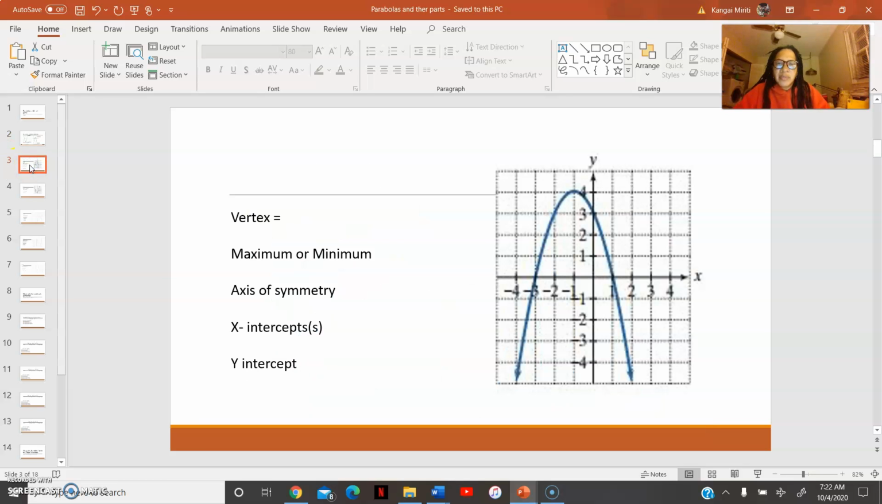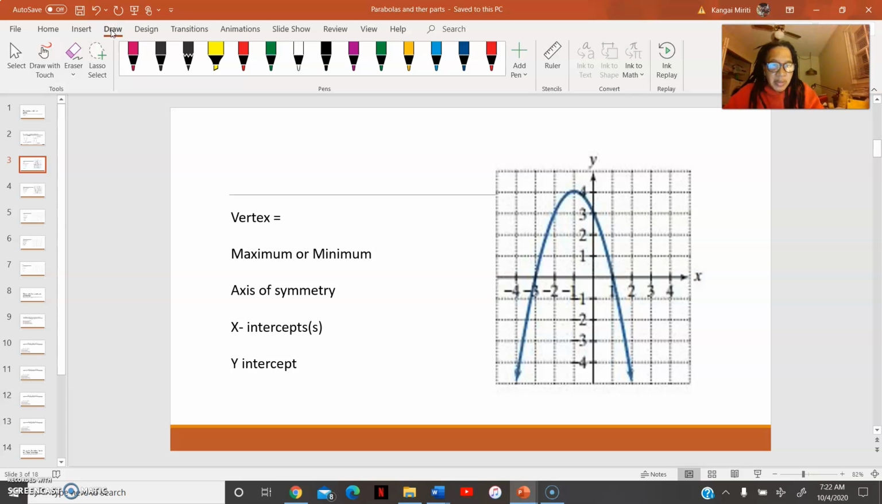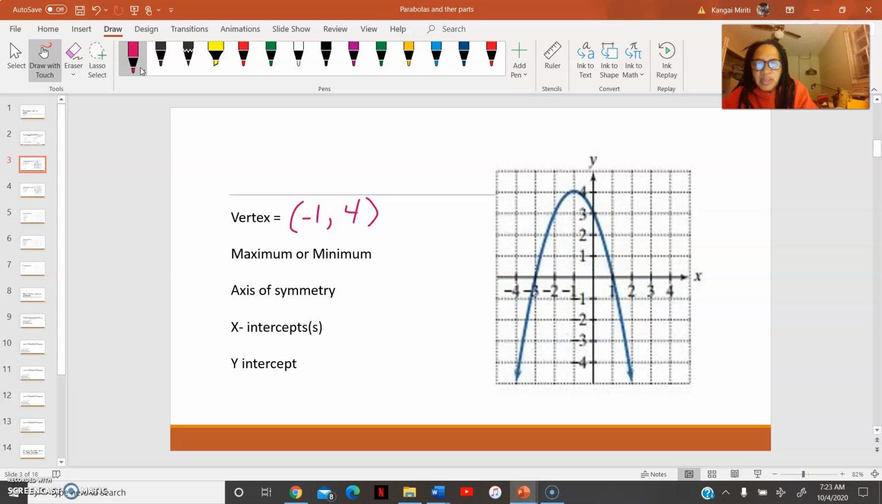Now let's look at some parabolas drawn on a graph and just identify some parts. So remember that the vertex is either the very top point or the very bottom point. In this case, the vertex is the point, let's see, (-1, 4). So let's write that in. (-1, 4). The vertex is always a point. That vertex happens to be a maximum because this is turned down. The axis of symmetry would be the line right down the center here, and that line happens to be the vertical line x = -1, right down the center.